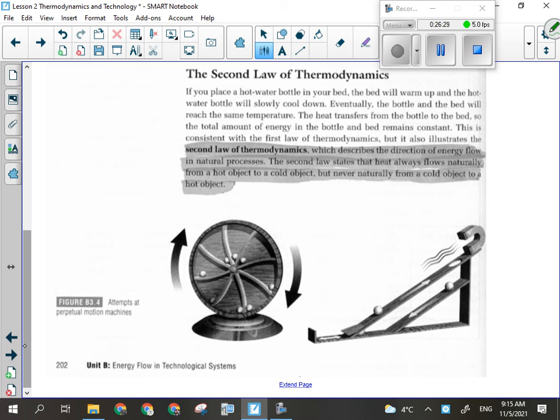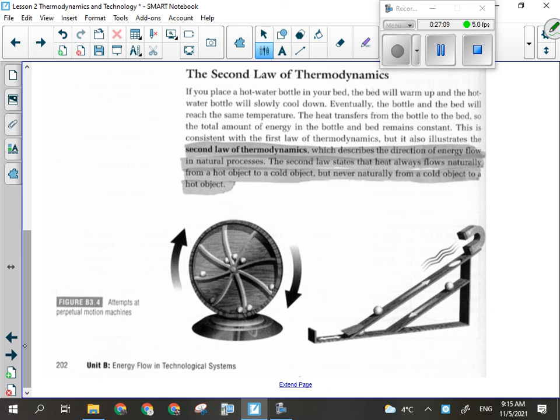The second law states that heat always flows naturally from hot to cold, but never naturally from cold to hot. Does that mean I can't make it go that way? Yes, I can. It's just like active transport. In biology, we learned that materials, if you use energy, can be pumped up the gradient instead of down. They flow down the gradient, but they can be pumped up the gradient. The second law of thermodynamics can be circumvented if you're willing to invest energy in it.